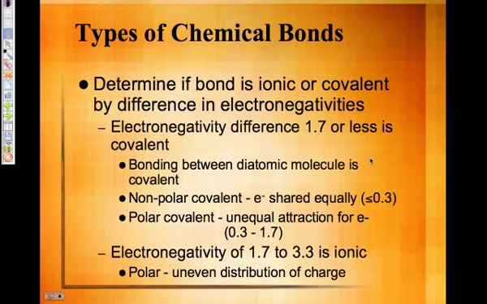1.4. After you find the difference, you look at this little part on the bottom left. 1.4 falls between 0.3 and 1.7, so that would make it a polar covalent bond. See how that works? You took the 3.5 minus 2.1. You'll be able to use this chart always. So you find the electronegativities for oxygen and hydrogen, and you subtract them, and you get 1.4. When you look down here, 1.4 falls within the polar covalent region.